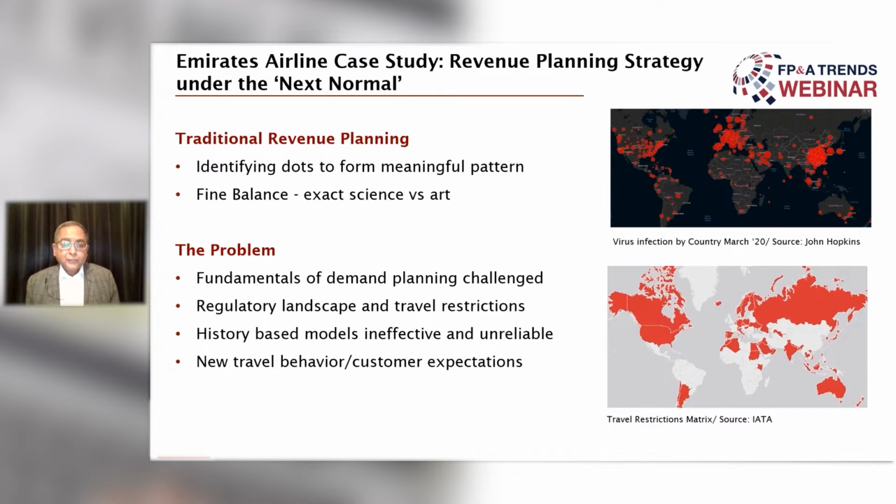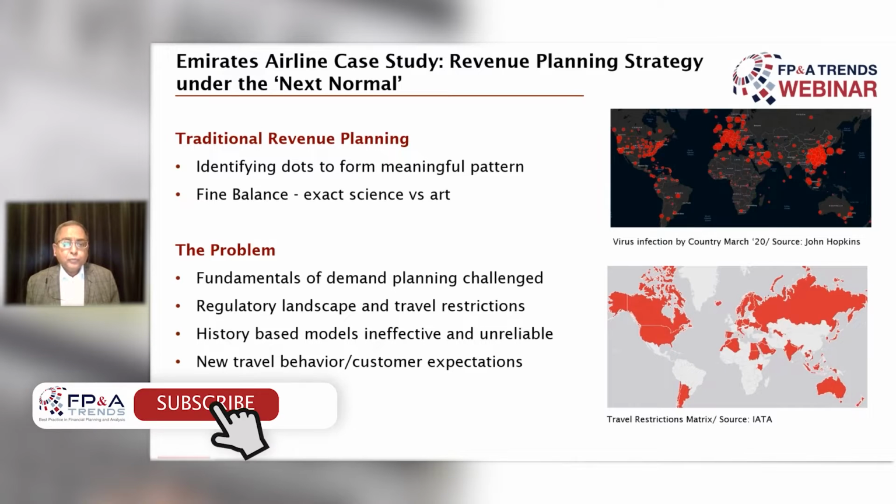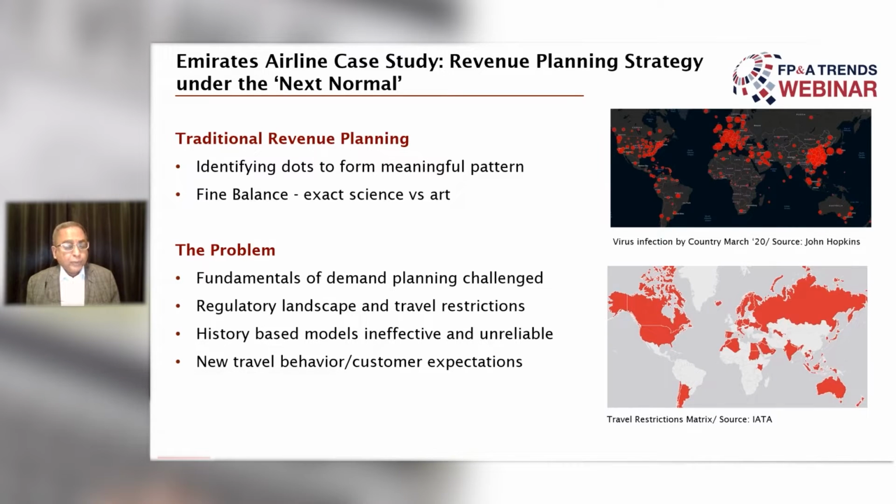Now, we started to see a few new travel behaviors, and we also noticed quite a lot of differences in customer expectations. How this matters is because these are the ingredients of demand planning. And when these ingredients have been upset and changed completely, then the traditional revenue models have to be completely reset. So this is where, if you move on to the next slide, we're talking about the solution to how we manage the situation.